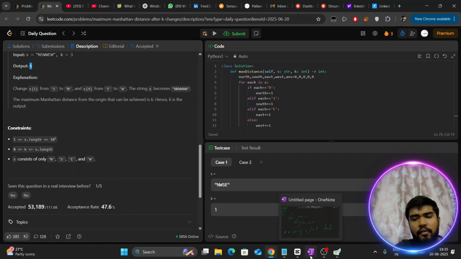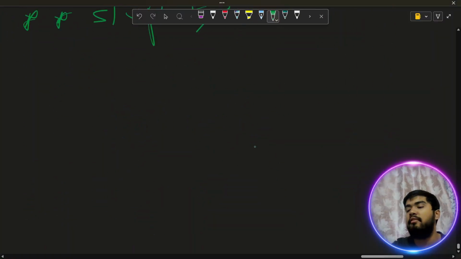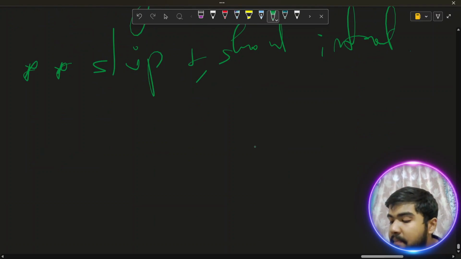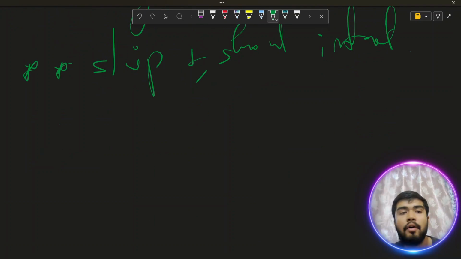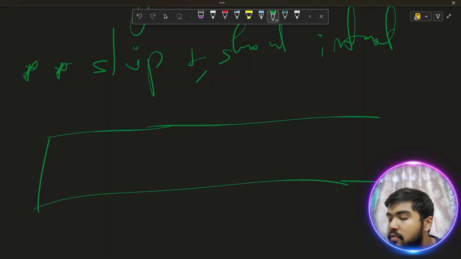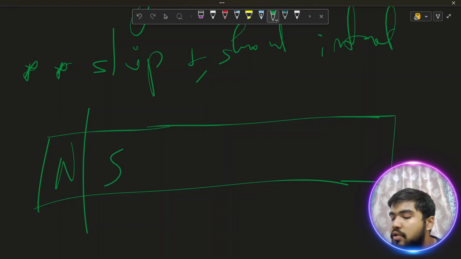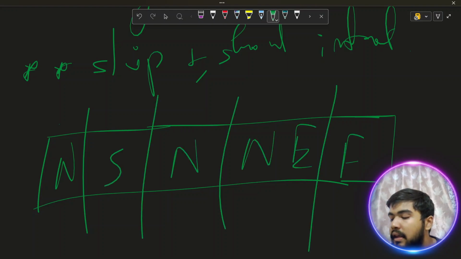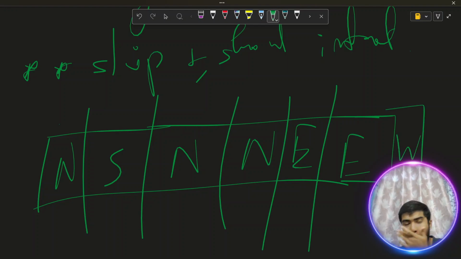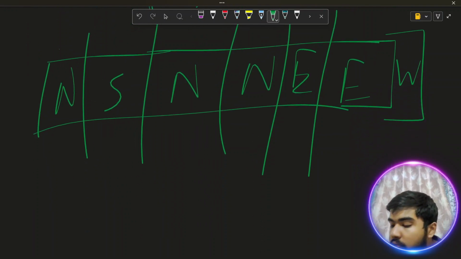So now let's try to build our intuitions. Now go to our favorite OneNote and try to build our intuitions. So what, by seeing the problem, is actually coming to my brain? It should be north, south, north, then east, then some west, something like this. So we have to return an answer.